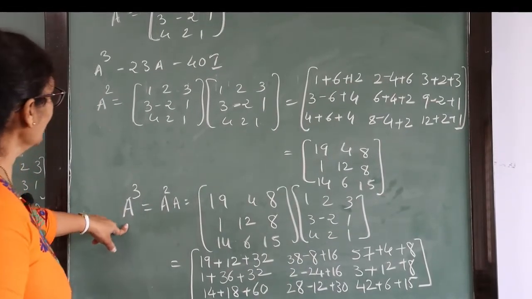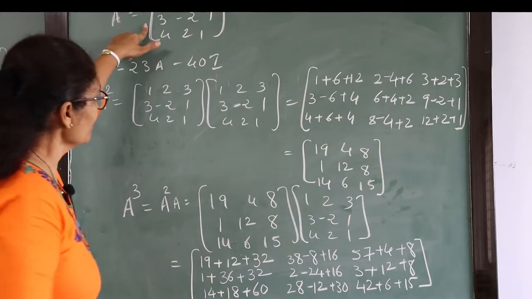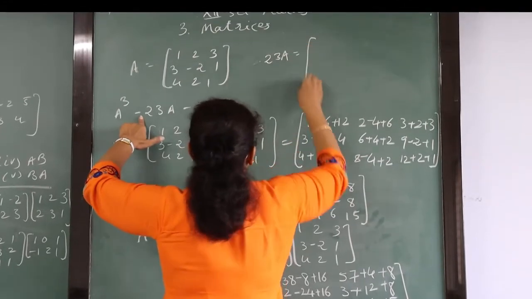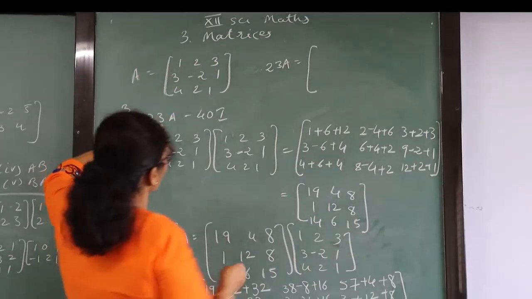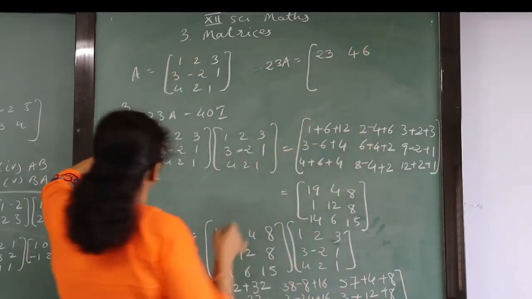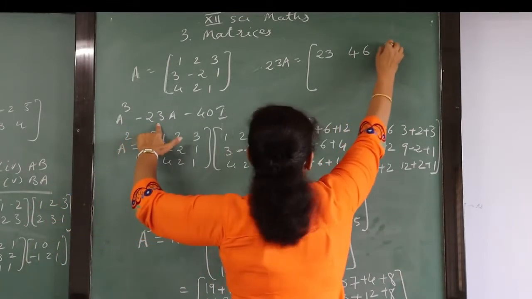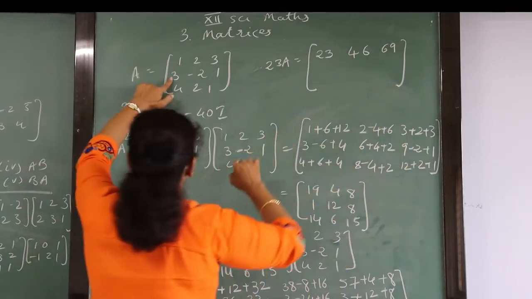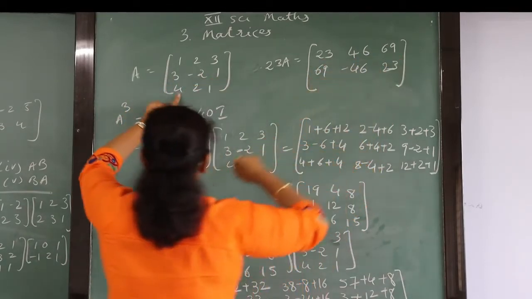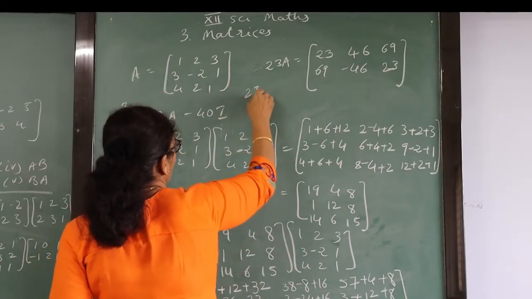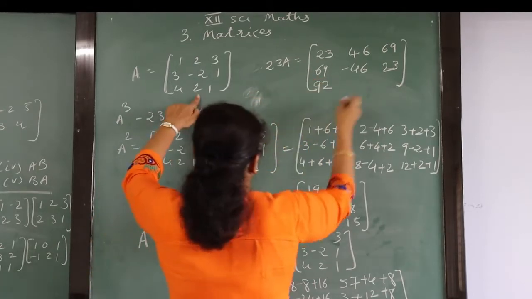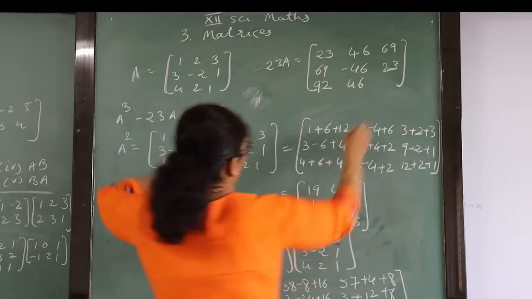Now what to do? After getting the cube, you have to multiply the same matrix A with 23. So minus 23, or you can write 23A. So each and every term must be multiplied with 23. So how can you write it? 23 2s are 46. Now 23 3s are 69. Similarly 23 3s are 69. This is 46 and this is 23. 23 4s are 92. Then 23 2s are 46 and the last is 23.